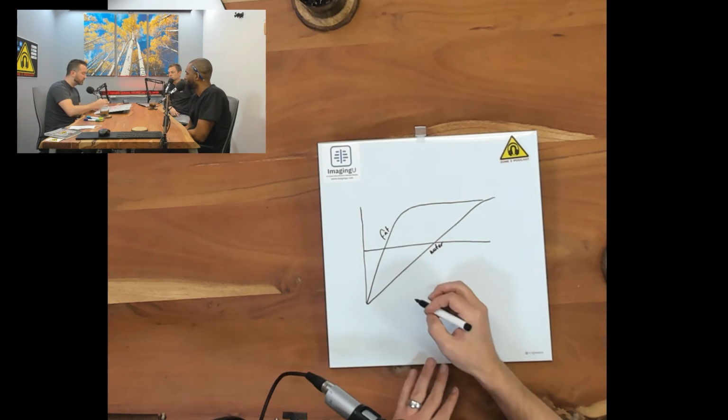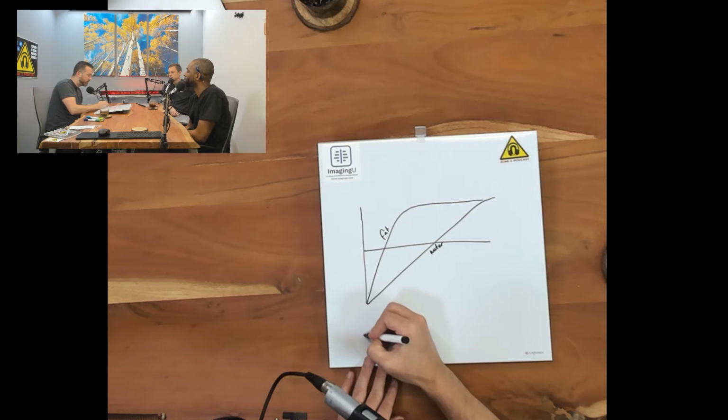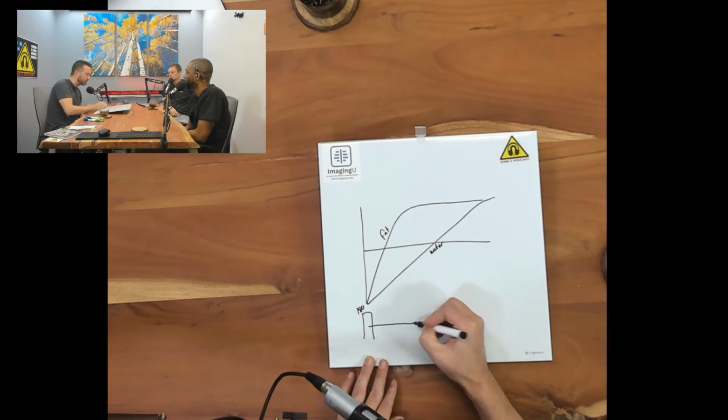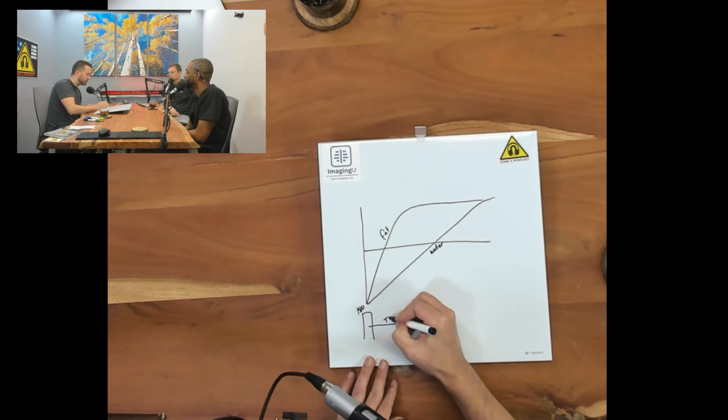So what we're trying to do is we have the 180. And then at some point we're going to wait a certain amount of time, and that's our TI.